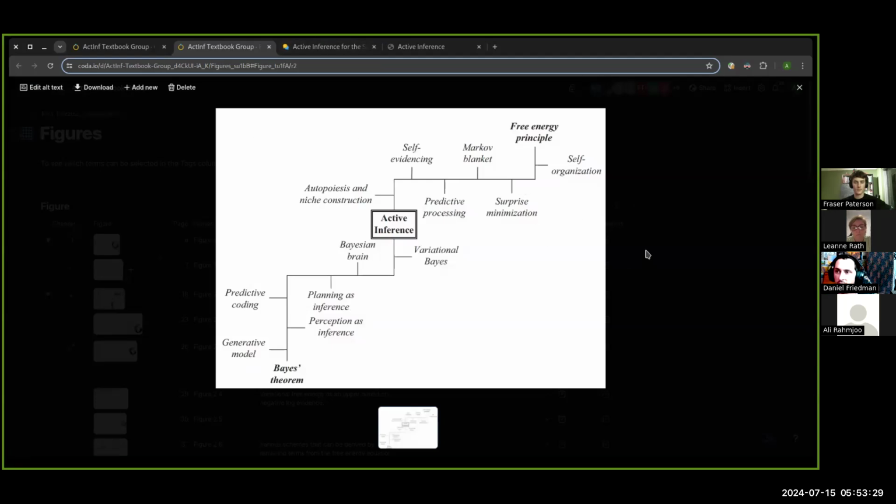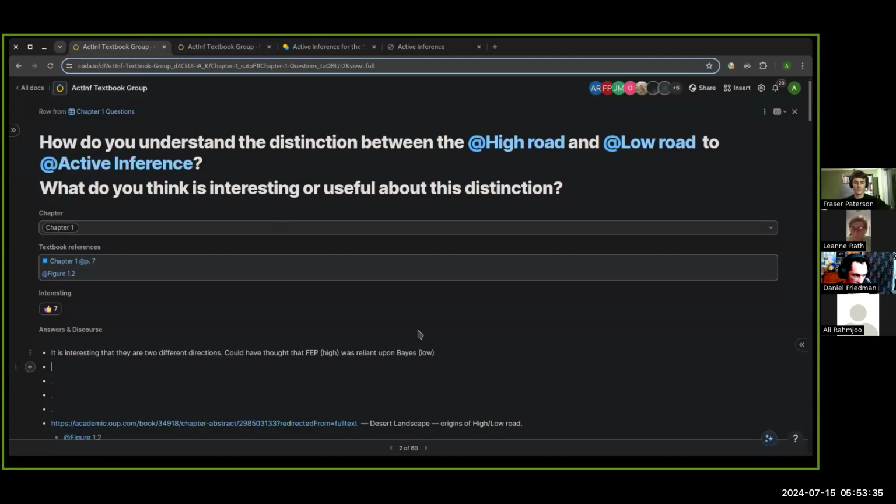Interesting. Thank you. Leanne, and then Fraser. As I've looked into this, I'll make a comment, but it might be a question. My take on things is that the low road is perceptually based, and that's distinctly different from the free energy principle side through predictive processing into active inference. That is about survival and resisting entropy and that line of things. So is that correct?